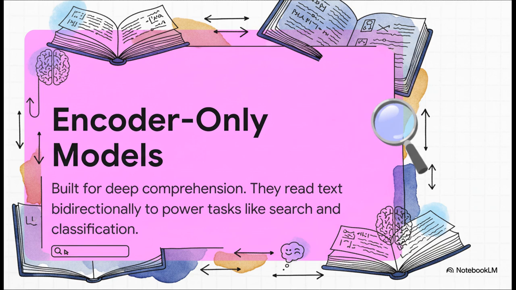And that brings us to our 3rd family, encoder-only models. These are the deep thinkers, the scholars. Their whole purpose is comprehension, not generation. And here's their superpower. They read text in both directions, forwards and backwards at the same time. This gives them an incredibly rich understanding of context for every single word. That's why they don't write you a story, but they are absolute beasts when it comes to classifying text, understanding sentiment, or powering a really smart search engine.